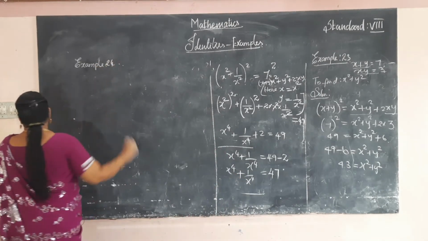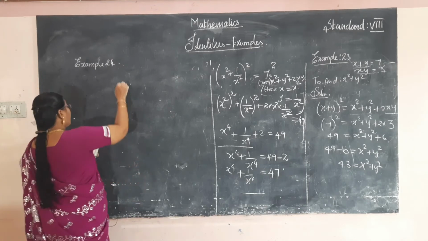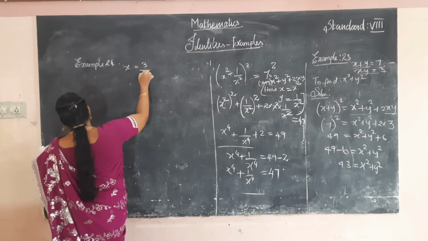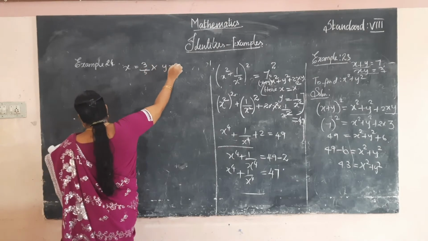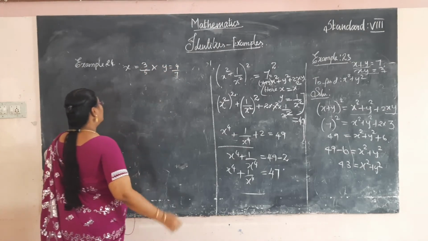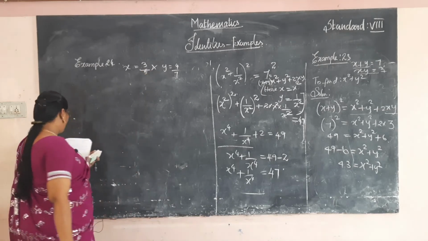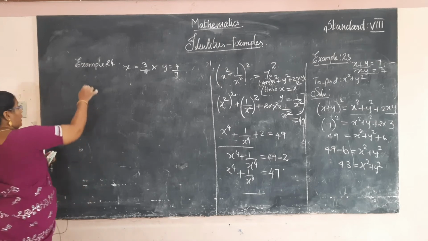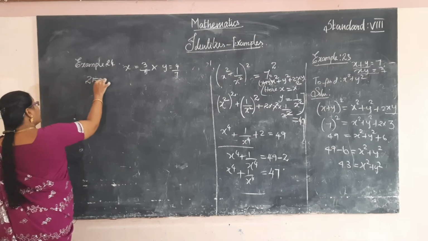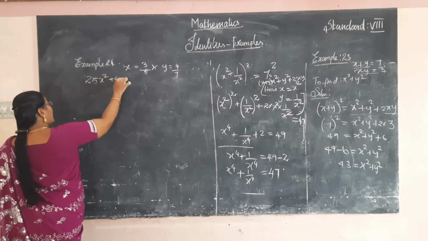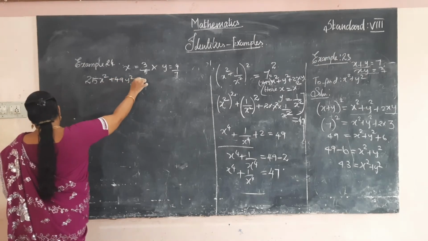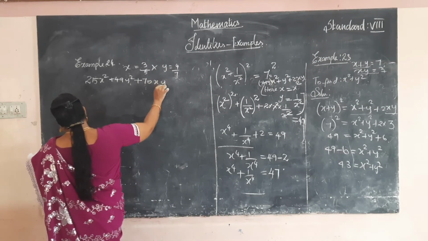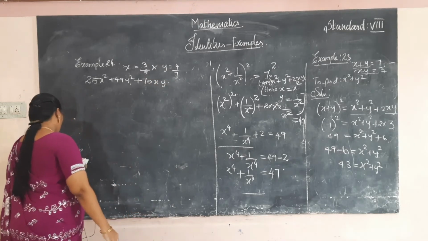Okay, now move to example 24. Here also some values are given: x is equal to 3 by 5 and y is equal to 4 by 7. Find the value of the expression. One algebraic expression is given: 25x square plus 49y square plus 70xy.